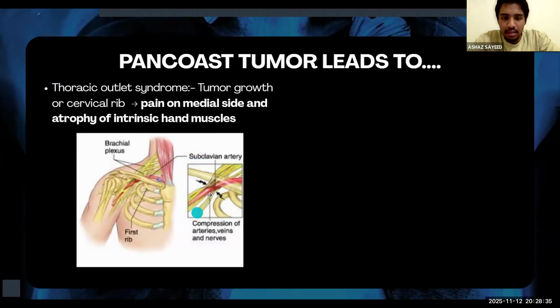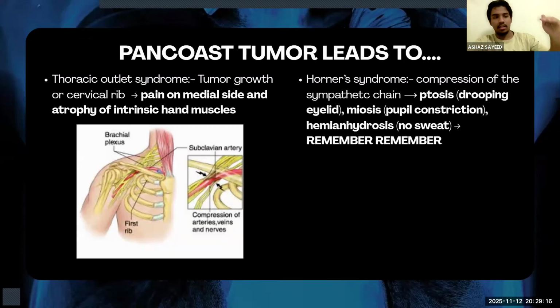Now, if it compresses there, obviously you're going to lose blood supply and nerve supply. So you're going to have pain on the medial side of the arm, and there's going to be atrophy of the intrinsic hand muscles, which means you have these muscles right here, but you also have muscles in your hands. This is a muscle right here, and this is a muscle right here. Muscles also control your fingers. What happens is these muscles fade away and become weaker. Atrophy basically means muscle loss. So that's TOS. And this is the Pancoast tumor, they will ask you.